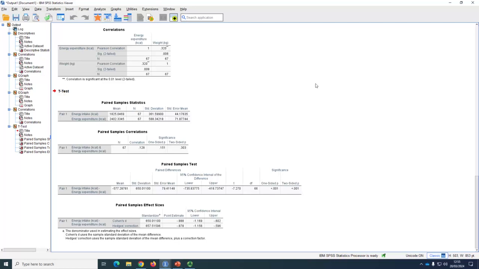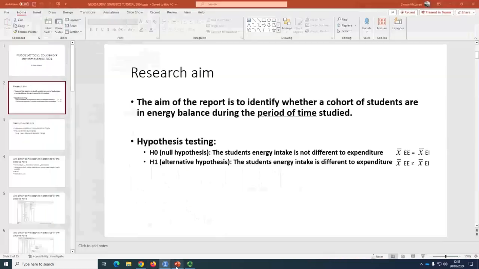Why is that? We've got a p-value of 0.001. So what we're saying is that the probability that our students' energy intake is not different to expenditure is less than 0.1%. It's a very low probability that this is actually true, that they are in energy balance. So we reject our null hypothesis. We say instead that our students are not in energy balance.